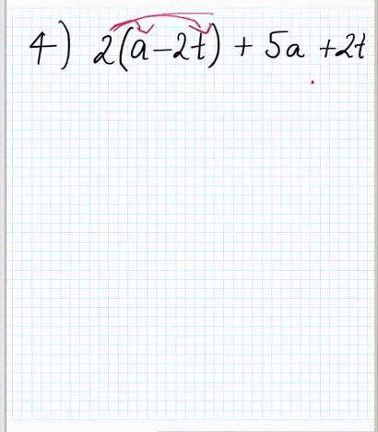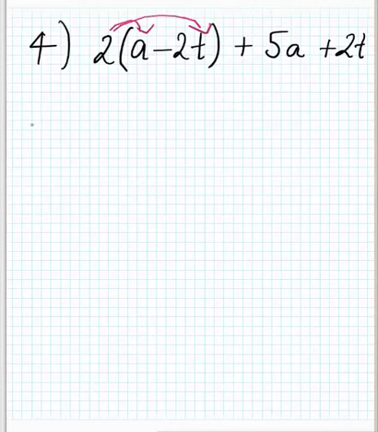Then they also went 2 times 5a and then 2 times 2t. Okay, and we don't do that. So the last 2 steps we don't do. Get rid of that. We only multiply what's inside the brackets with the 2. And so in the brackets we have a and we have 2t. So first expand your brackets, and then we will later see if we can add anything.